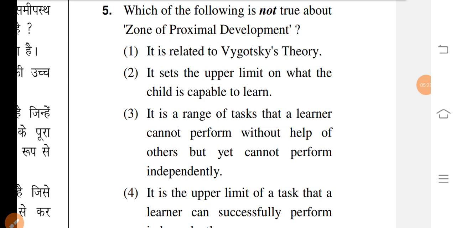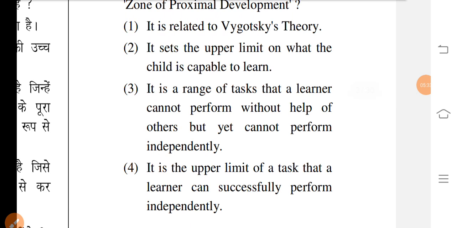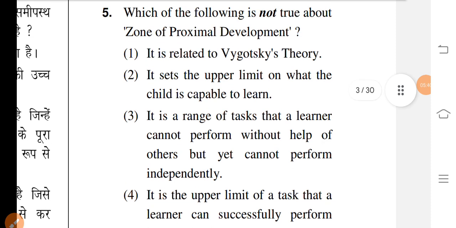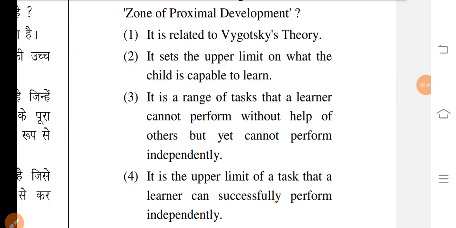Third one is, it is a range of tasks that a learner cannot perform without help of others, but yet cannot perform independently. Fourth one is, it is the upper limit of a task that a learner can successfully perform independently. So, this zone of proximal development was given by Vygotsky only. Okay, so the first option is correct.